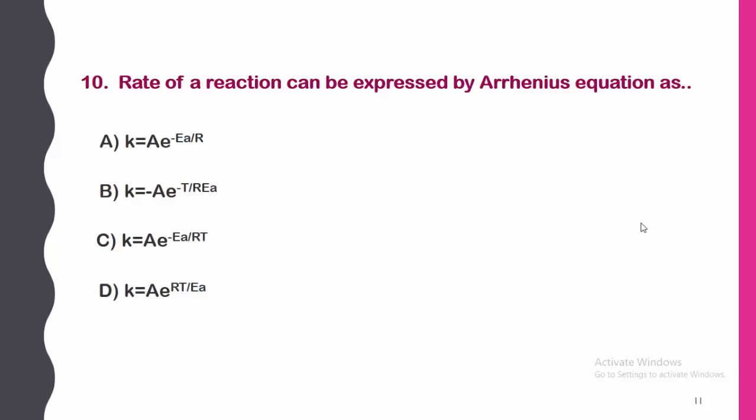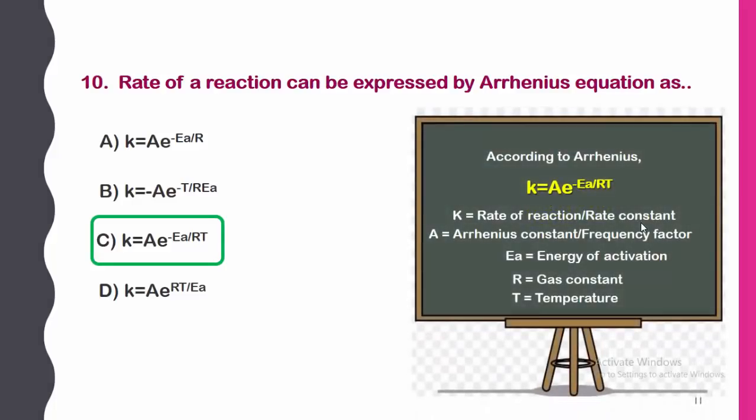Option A, K equals A E exponential minus EA upon R. Option B, K equals minus A into exponential minus T upon R EA. Option C, K equals A into exponential minus EA upon RT. And option D, K equals A into exponential RT upon EA. The right answer is option C, K equals A into exponential minus EA upon RT, which is the rate constant according to the Arrhenius equation.